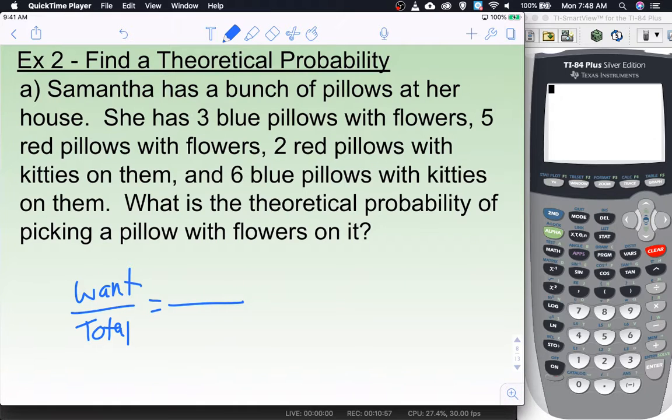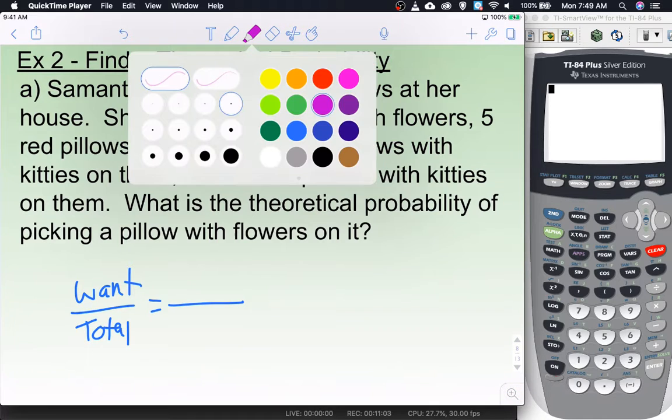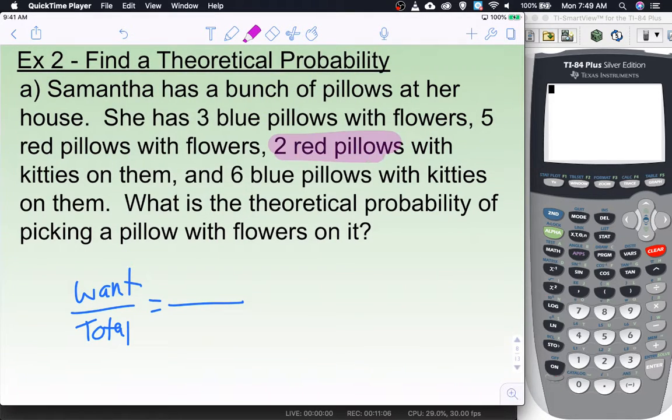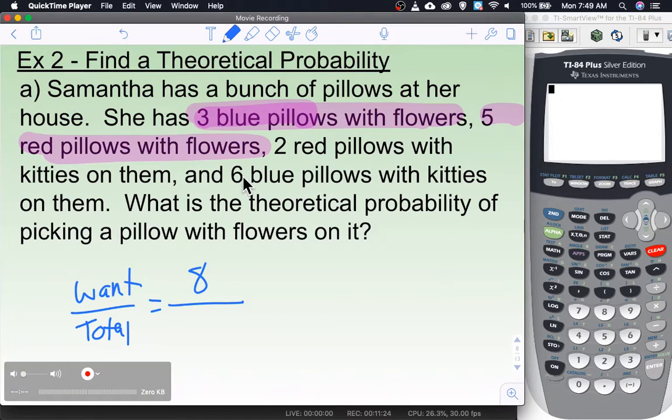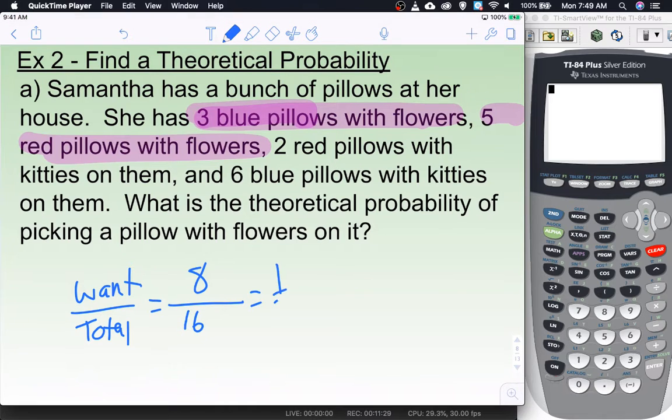Okay, so now the thing we want is flowers. How many pillows are there that have flowers on it? There are 2 here. Let me make that much bigger. Oopsie, not those 2. So 3 with flowers here, 5 red ones with flowers there. That gives you a total of 8 pillows with flowers. Out of how many total pillows? 8 out of what? Well, there's 8 more that have kitties on them, so that'd be 16. So that would be a 1/2.